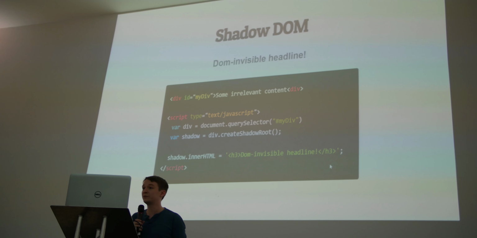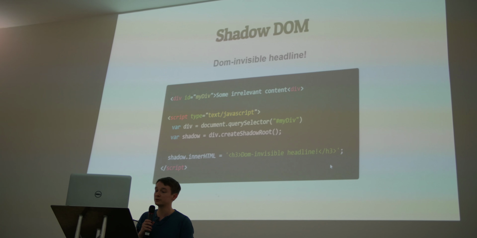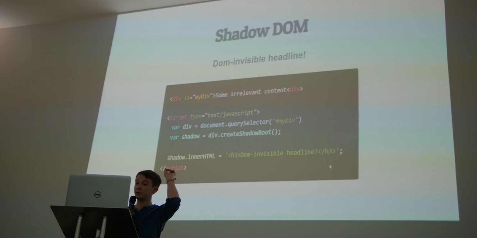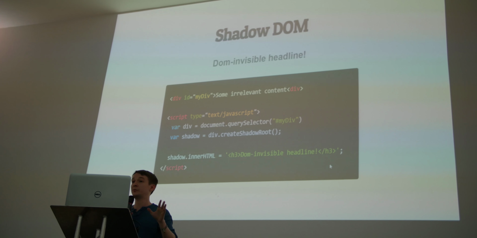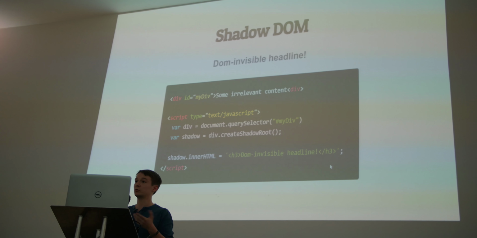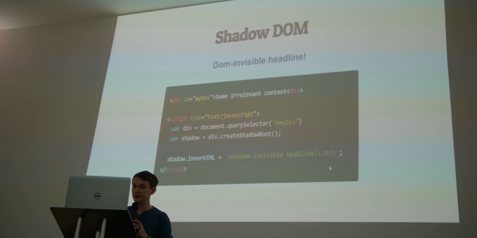The content redefines the presentation of that element. So here, this DOM invisible headline is this code. Here, the irrelevant content never appears. All you see as a user looking at the page is the content of the shadow root, and all you see as JavaScript running within the page is the original content. So we're redefining the presentation of this element entirely, invisibly to the rest of the page in an isolated, encapsulated manner.